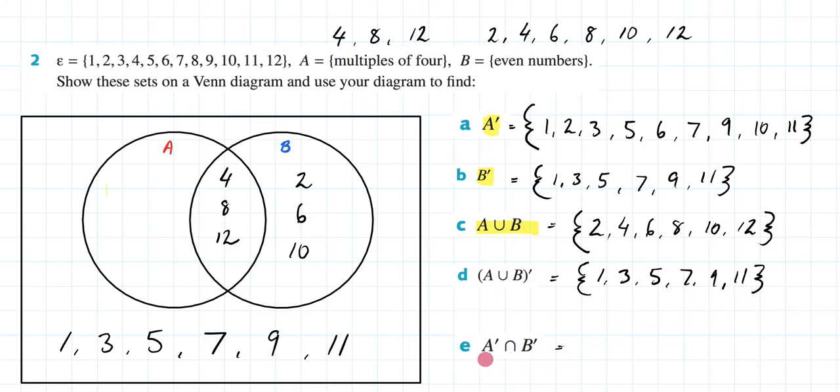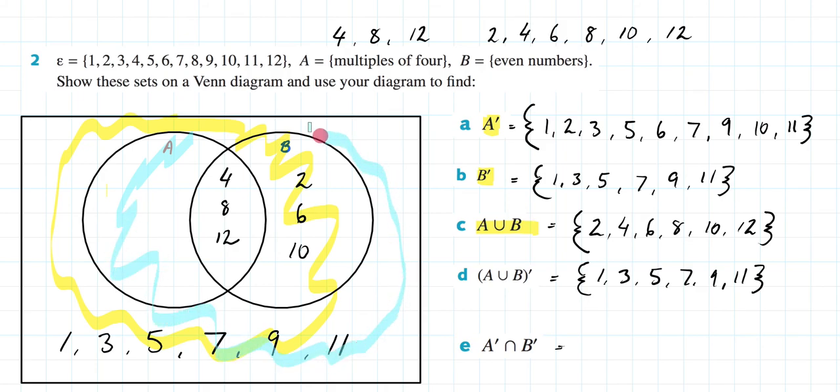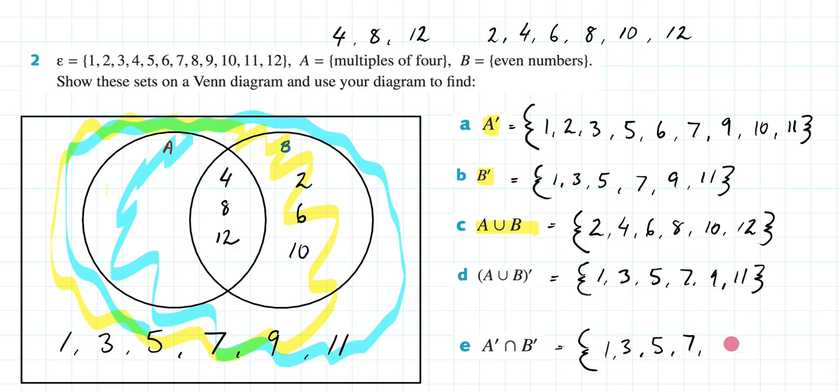Next, I'm going to find the complement of A intersection the complement of B. So the complement of A is everything not in A, so it's going to be everything here. And then in another color, I'm going to find the complement of B. So it's going to be everything not in B. So it's going to be everything here. And hopefully what you can see is the only point of intersection between these is going to exist here. So these numbers, 1 to 11, the odd numbers. So it's going to be 1, 3, 5, 7, 9, and 11. Perfect.